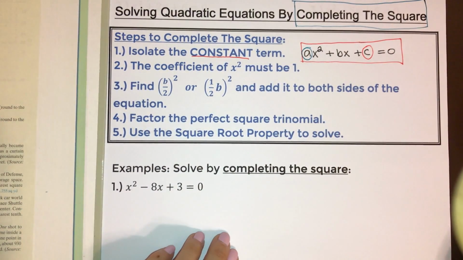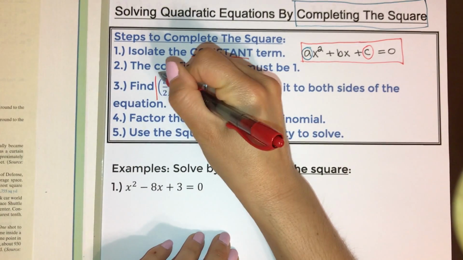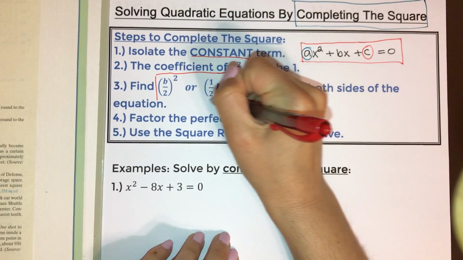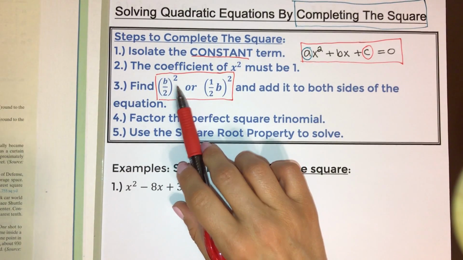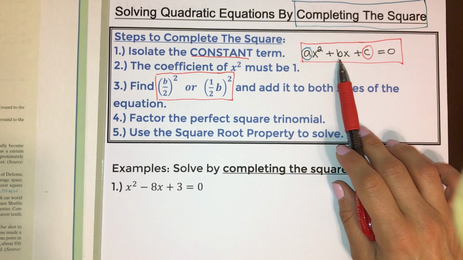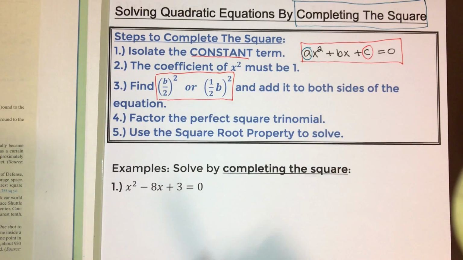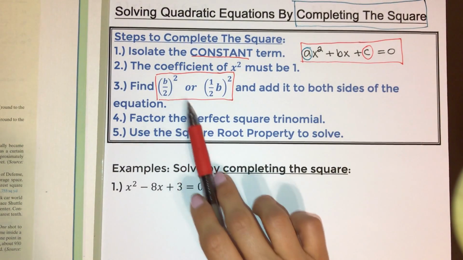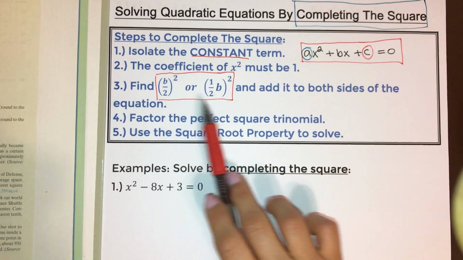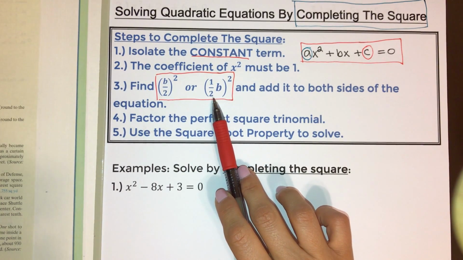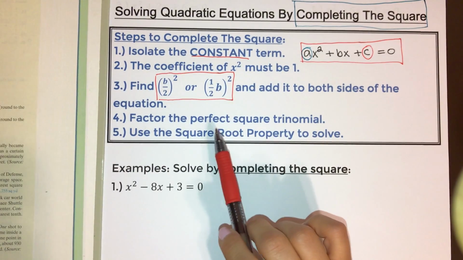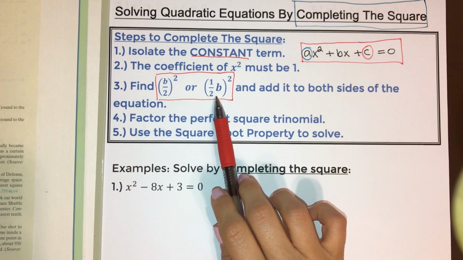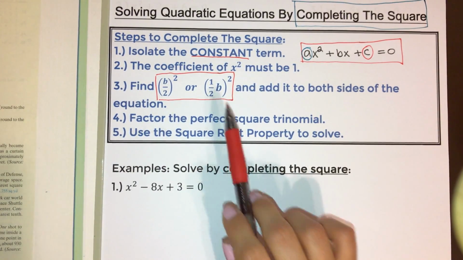Then you need to memorize this formula. You need to find b over 2 squared. B is the coefficient of x. So take b, divide it by 2, and then square it. Or it's equivalent to just taking b, multiplying it by 1/2, and squaring. It depends on the problem. Sometimes the second way is easier.